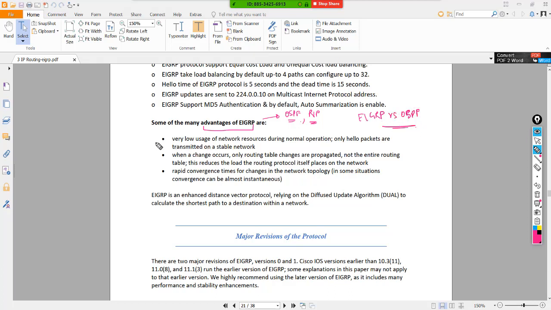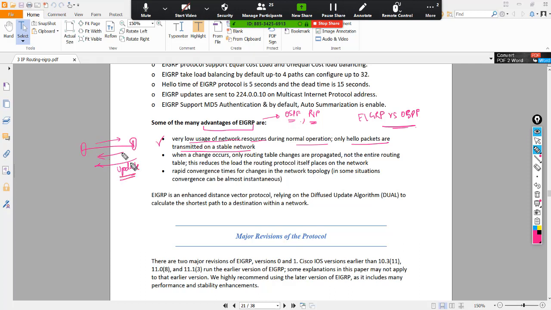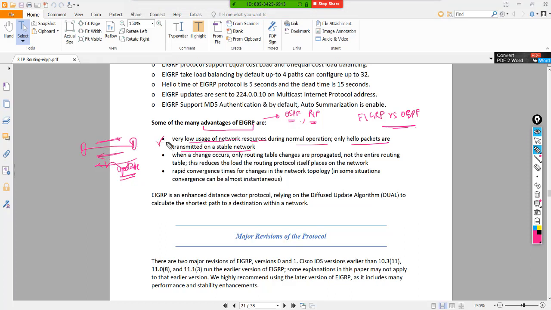EIGRP is considered to have low usage of network resources during normal operation. Only hello packets are transmitted. That was my point even earlier. It's not going to carry your topology change, or all the link state advertisements. It's just going to maintain hello packets between the routers. If something changes, then a new packet comes in which is called an update. Otherwise, it's just a hello packet between the two routers, consuming very low network resources.